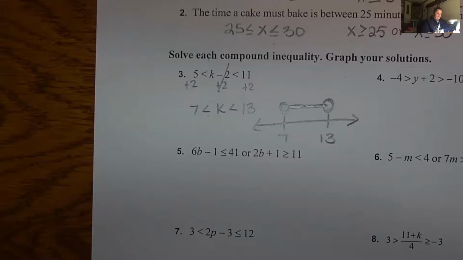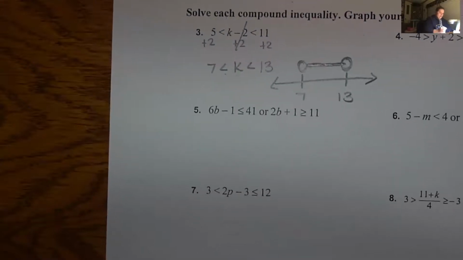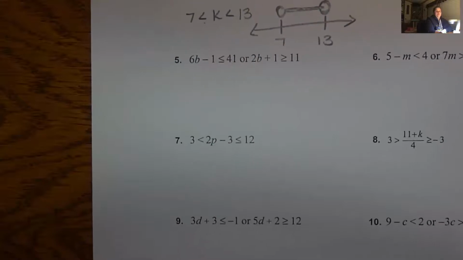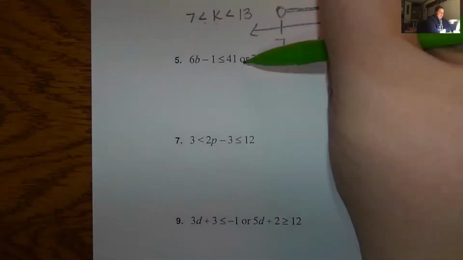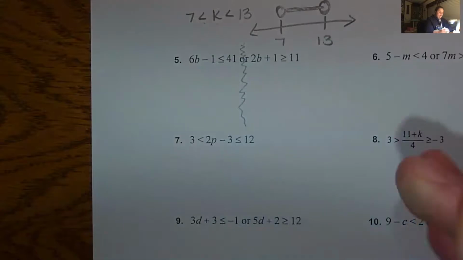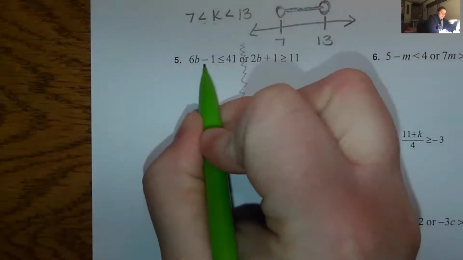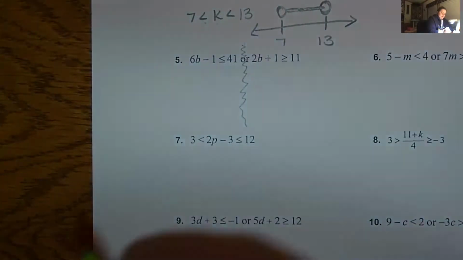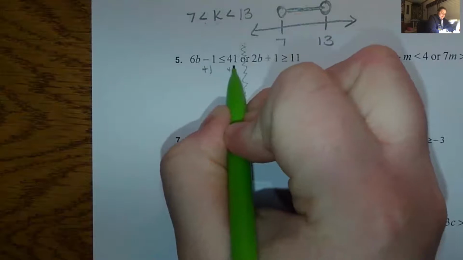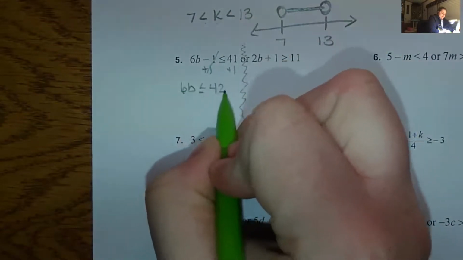Now I'm going to show you how to do the OR type. Okay. When they're written as OR, in my opinion, it's actually kind of easier because I just put a little squiggle through the OR and I solve my one, then I solve my other, and then when I graph it, I put it together because that's the compound part. So I have 6b minus 1 is less than or equal to 41. Got to add that 1. That's gone. I have 6b is less than or equal to 42.